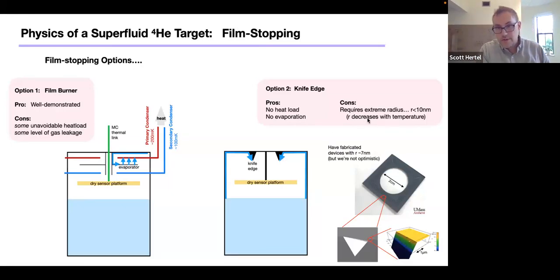The cons, though: it requires an extremely small radius on that knife. This has been demonstrated at higher temperatures, but at temperatures where we are, sub 100 milliK, we need a radius that's sub 10 nanometers. That's a very difficult technical challenge, to have a sub 10 nanometer knife that goes around a macroscopic region. We've tried, we've done pretty well, but I think that road is very long to try to achieve this goal.